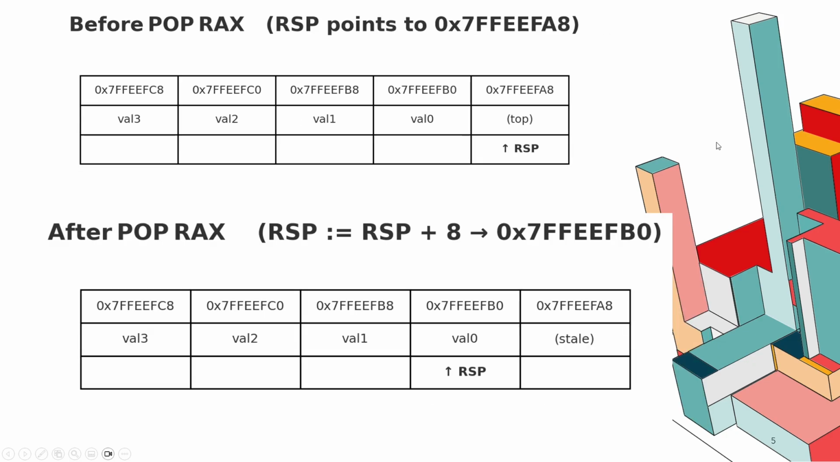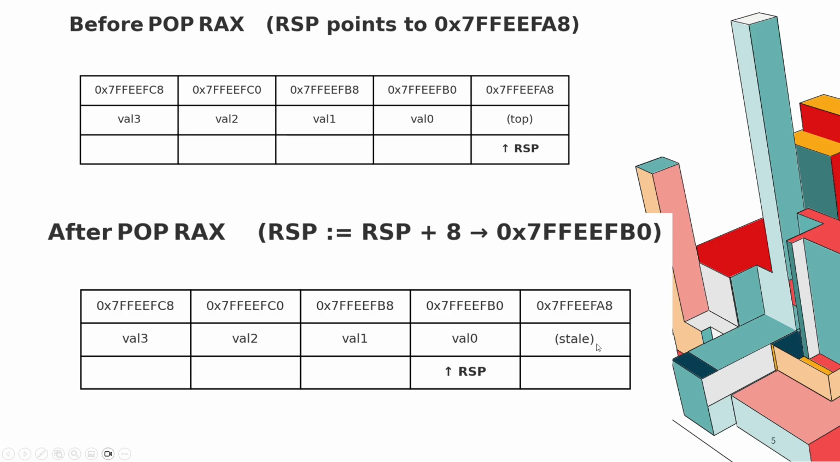So here's a pop example. We can see before we do a pop RAX, we're at this position, okay? RSP is equal to this memory address. And after we call pop RAX, the value at the top is copied into the RAX register. The RSP register is incremented by 8 bytes. And now you can see the top of the stack is now at value 0, okay? The RSP is pointing to this address.